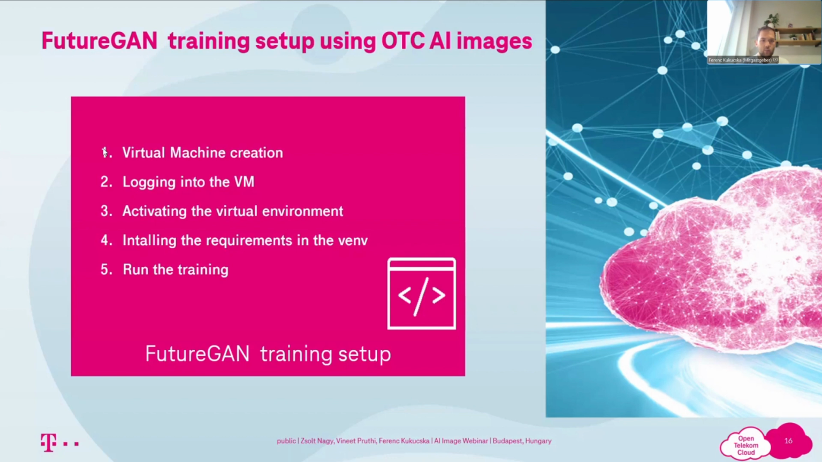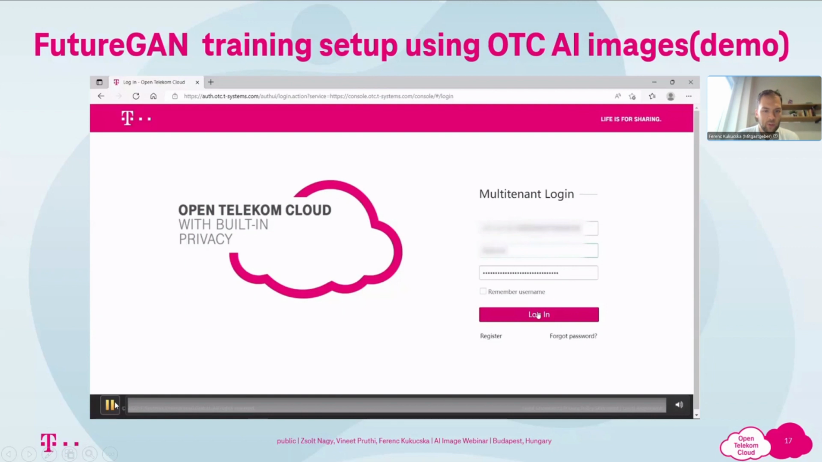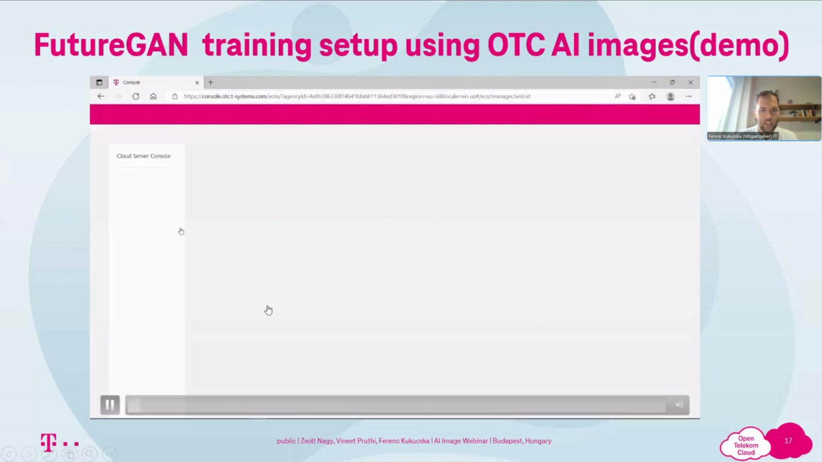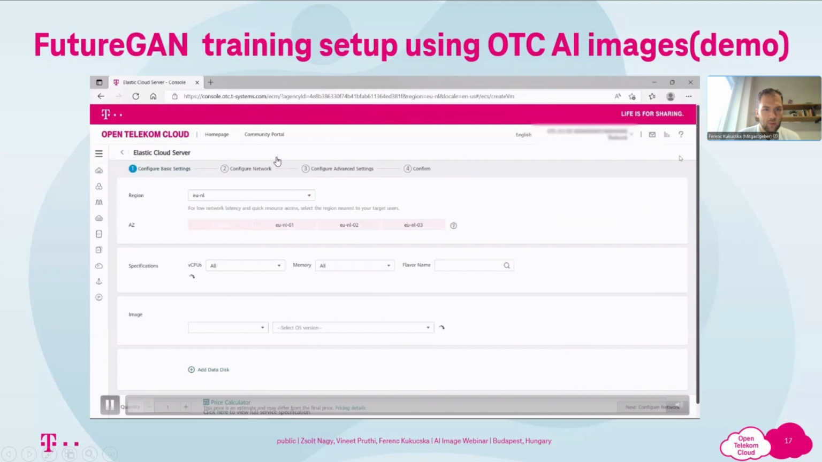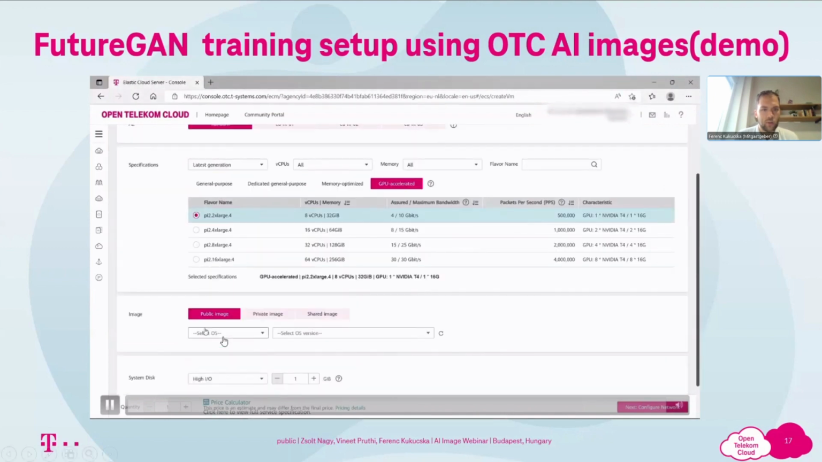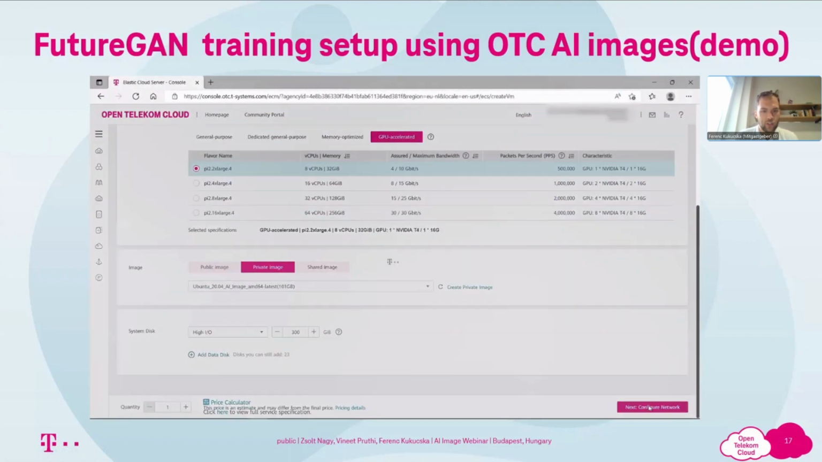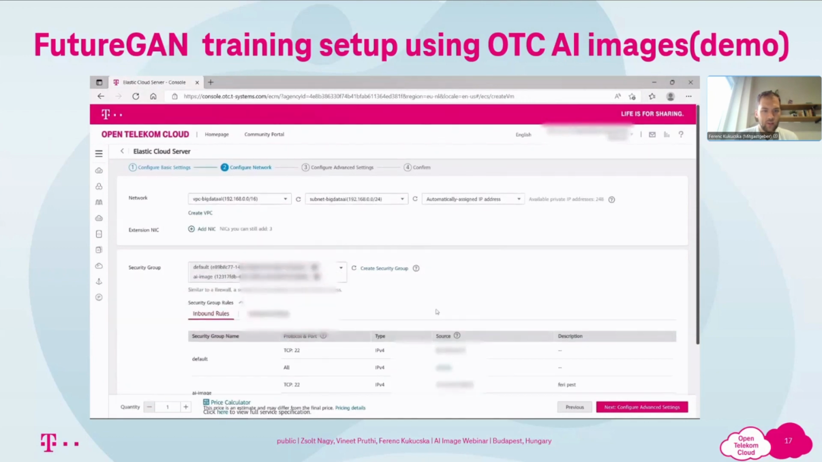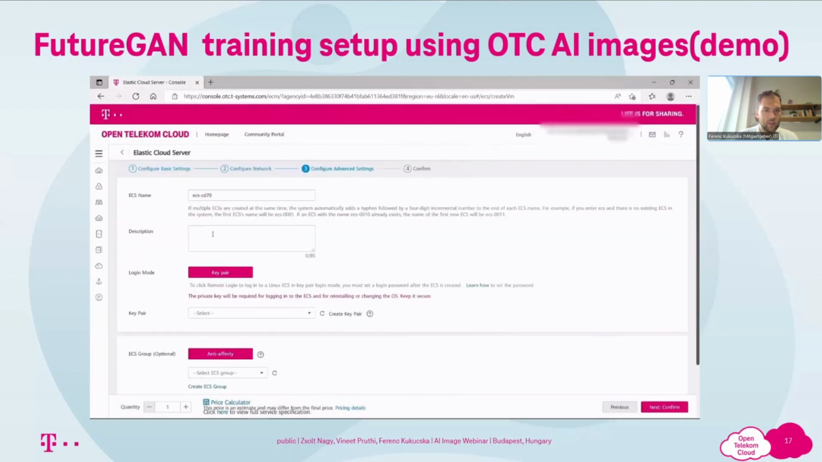As you can see, the steps are almost the same as in the OTC LabEnv. The only difference is at the end. I don't have to use Jupyter Lab now. I have to use this Futuregun training. So let's see it. Again, I'm going to fast forward a little bit. Elastic Cloud Server again, because you already saw this, the only thing that is different is the region. Now, as you can see up there, EU-NL is used because it's the Netherlands region. AI image is chosen, and basically these are all the same, so I don't really want to waste your time.